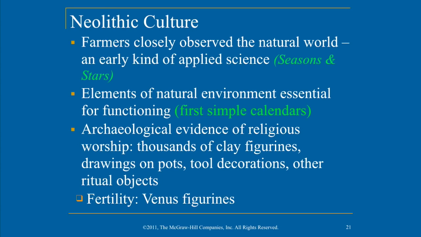We found thousands of clay figurines, and we found drawings on pots and tool decorations and other ritual objects. People are starting to observe not only the world around them, and because they're not focused so much on not dying, they're starting to look at other things, like what happens to you after you die, or other ritual things, like why sometimes water falls from the sky and sometimes water doesn't fall from the sky. So they start to figure out maybe there's an association between some bigger powers or higher beings, and they start to build these things called Venus figurines, and they're really closely associated with fertility.